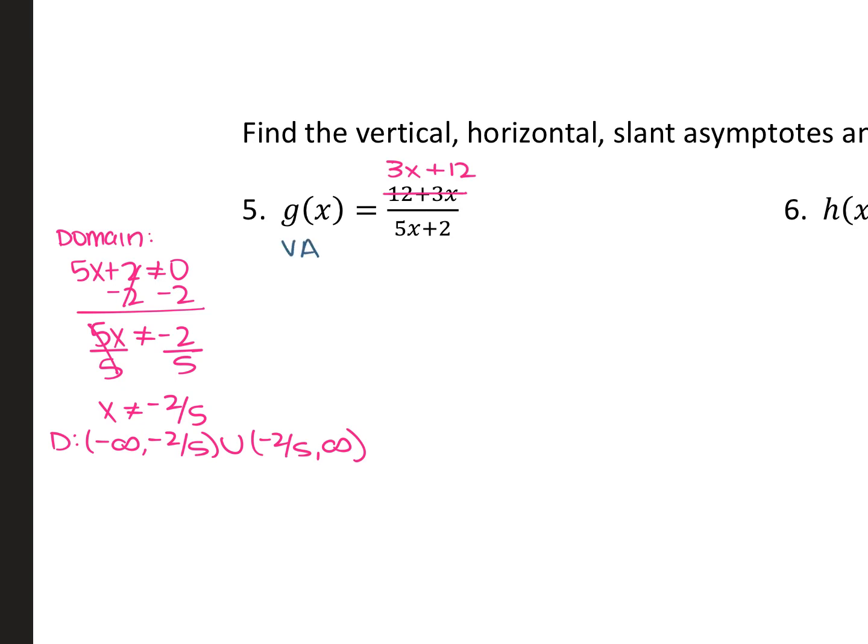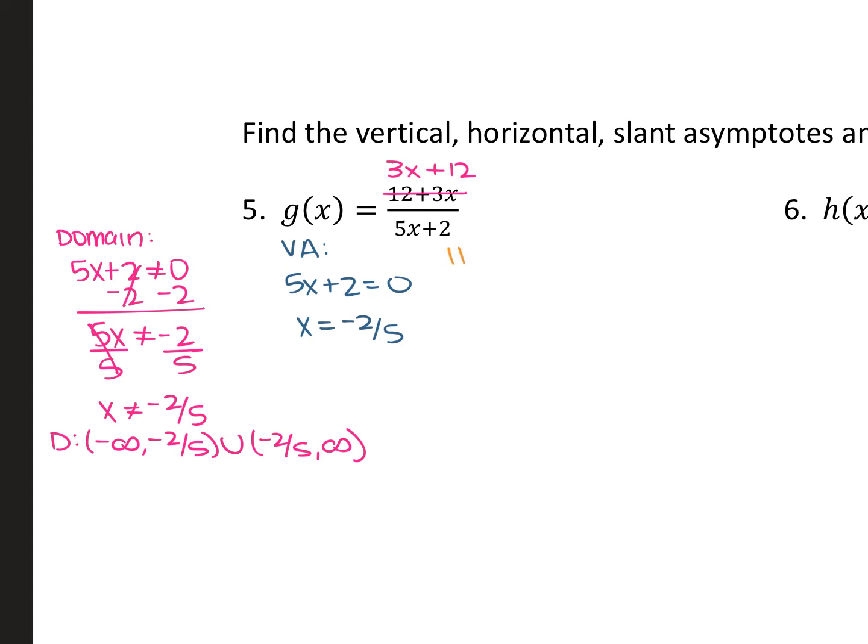Next, you look at vertical asymptotes. Vertical asymptotes, take the denominator, that's the 5x plus 2, set it equal to 0, and solve. Well, we kind of did this with finding our domain. We found that x was not equal to negative 2/5, so with this one, x is equal to negative 2/5.